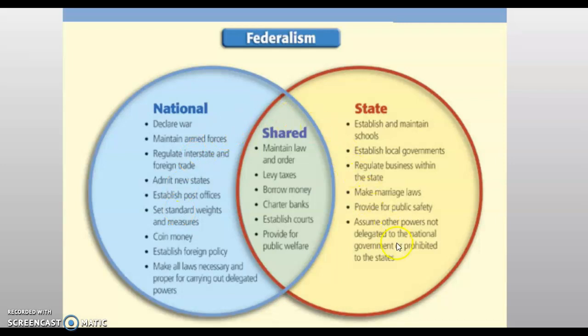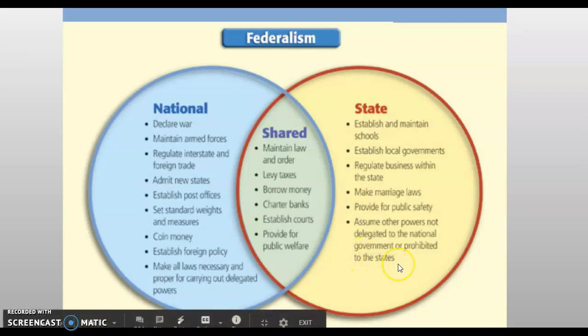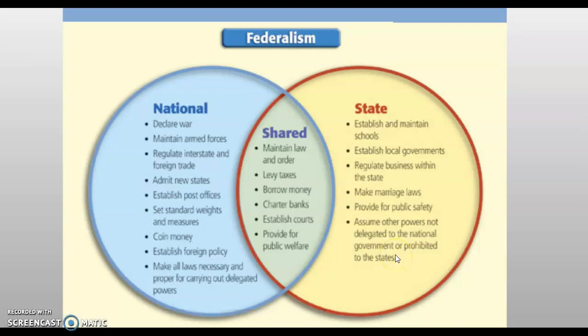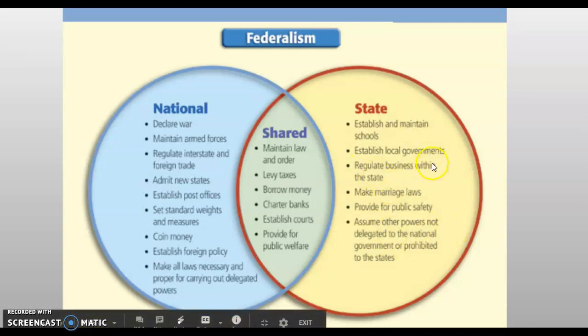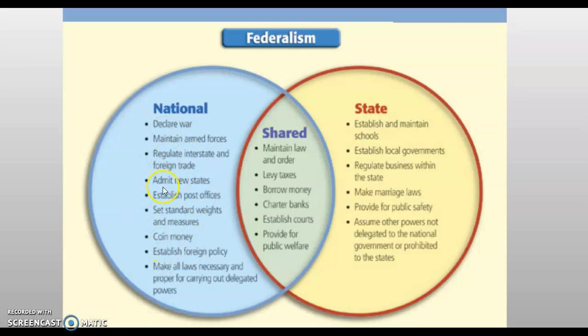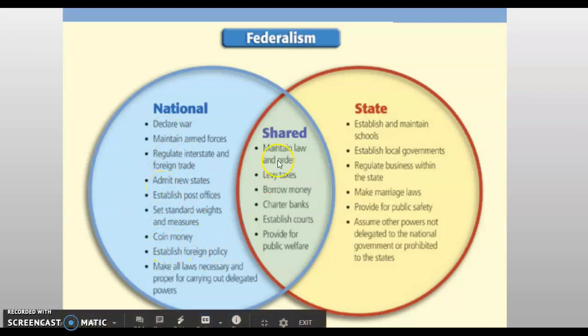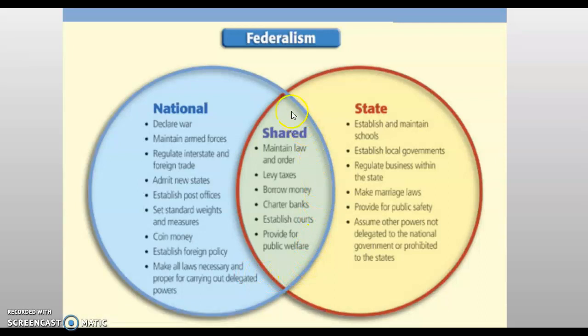Now, in regards to the state powers within our state, just Texas, these are the kinds of things that we do. We establish local governments. They make rules and laws about school and licenses, fishing, hunting, speed limits, evacuation laws, all those kinds of things that are done within the state. These powers do not affect other states. These powers do.